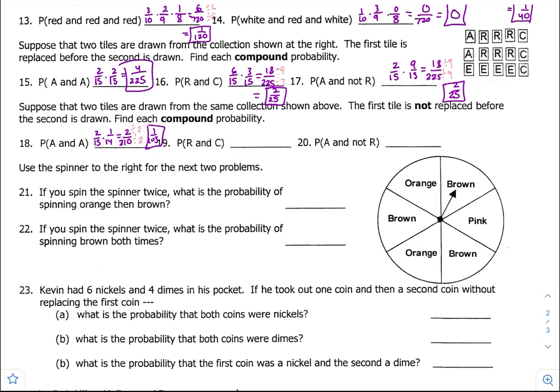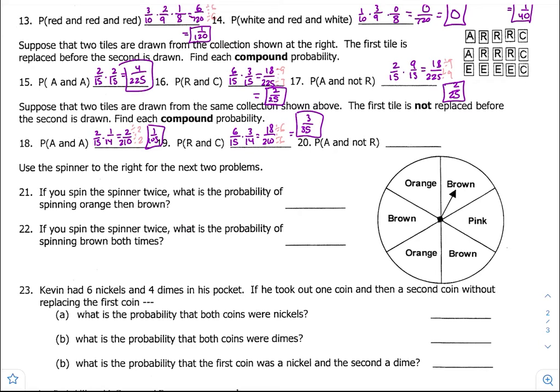19, probability of getting an R. There's 6 R's out of the 15 tiles. Now remember, you took out an R, so the probability of getting a C is 3 out of 14. So multiply those together, we're going to get 18 over 210. And I believe you can divide by 6 top and bottom, and you can get 3 all over 35.